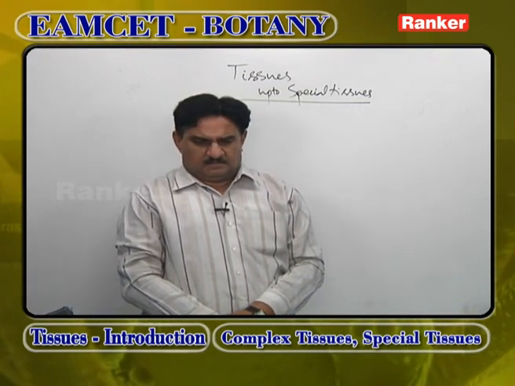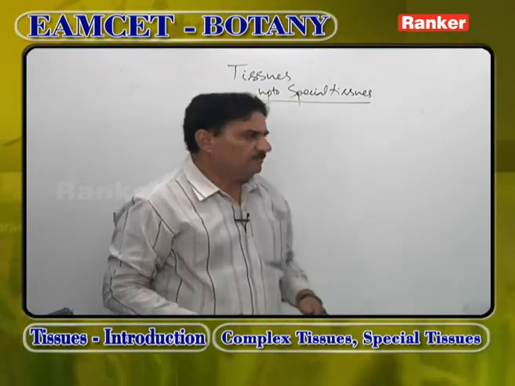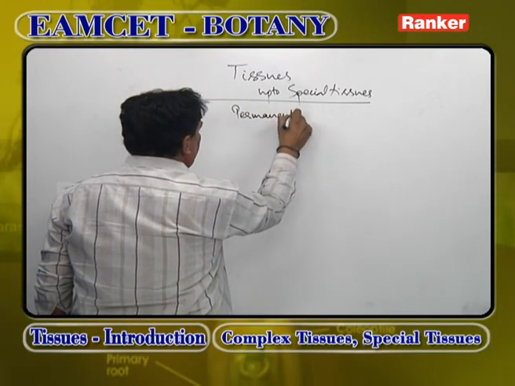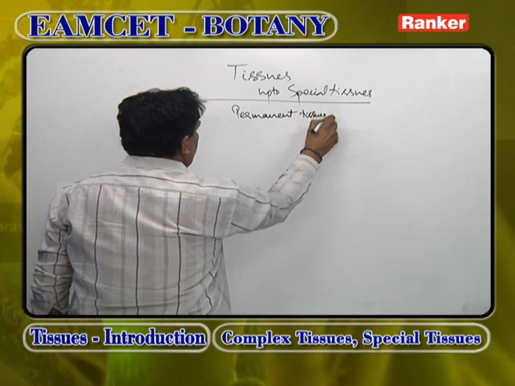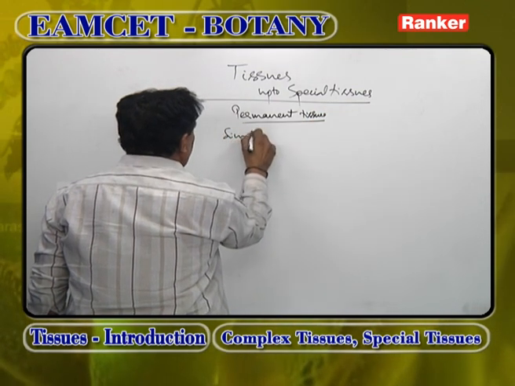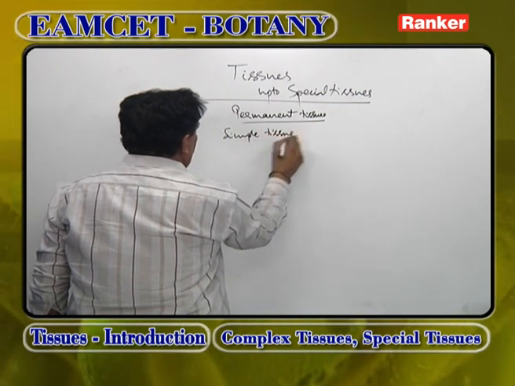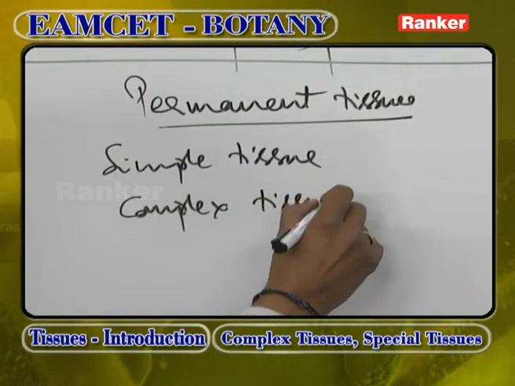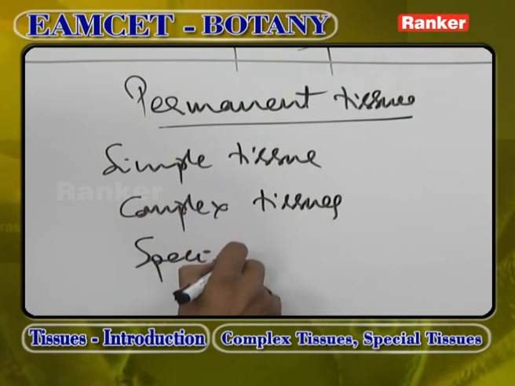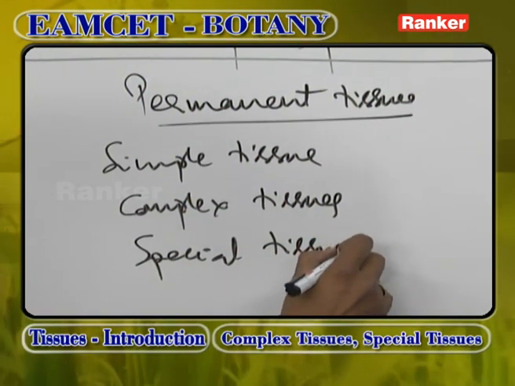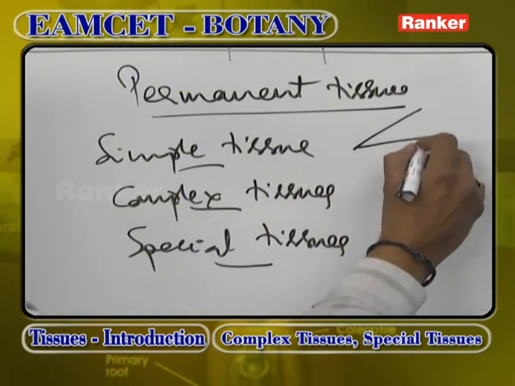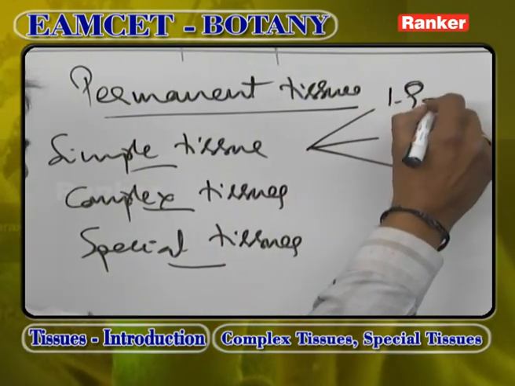These permanent tissues are three types: simple tissues, complex tissues, special tissues. Simple tissues means same origin, same structure, same function. Majority of the plant body is occupied by simple tissues, and simple tissues are divided into three types.